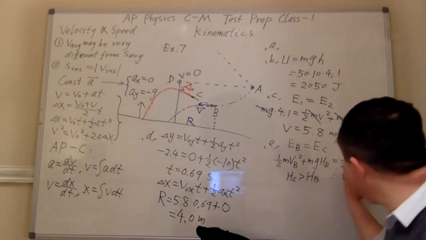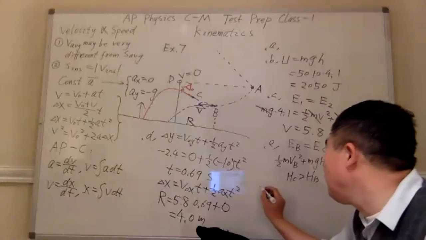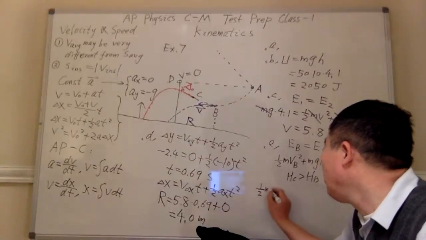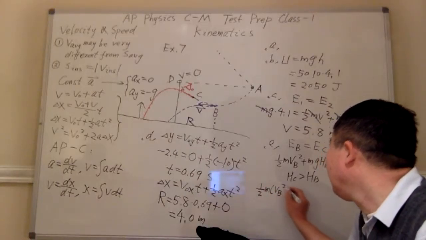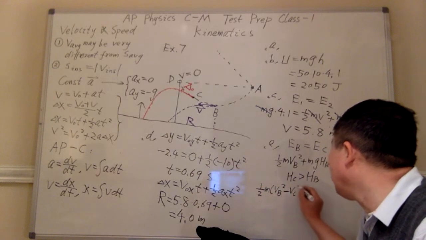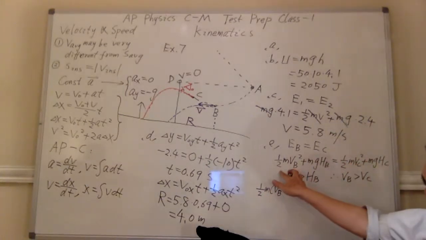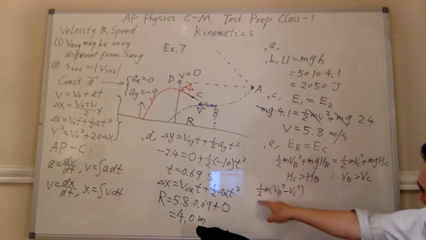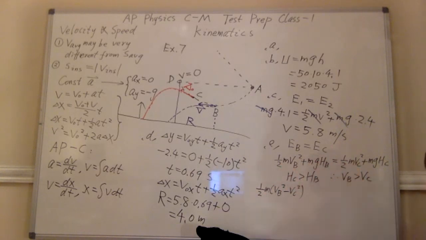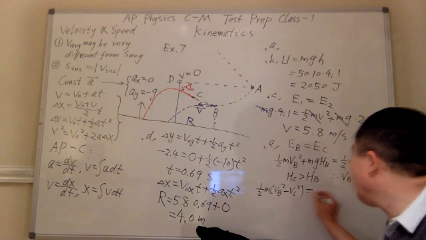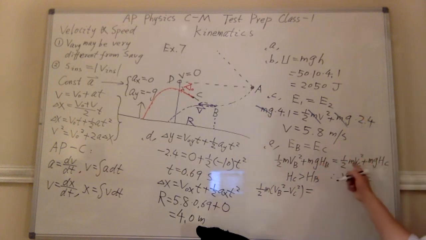I move all these things to here. I move a half m VB square minus VC square to one side. You saw that? I move this item to another side, a half m VB square minus VC square. Then I put all the h on the other side: g times hc minus hb, means hc minus hb.